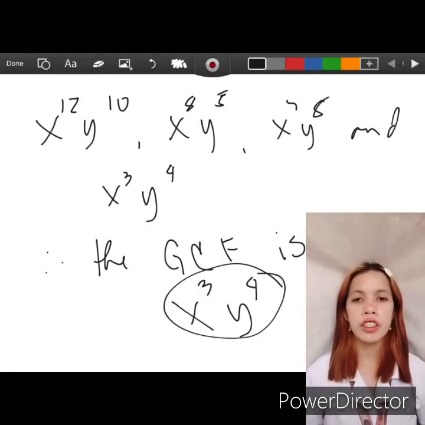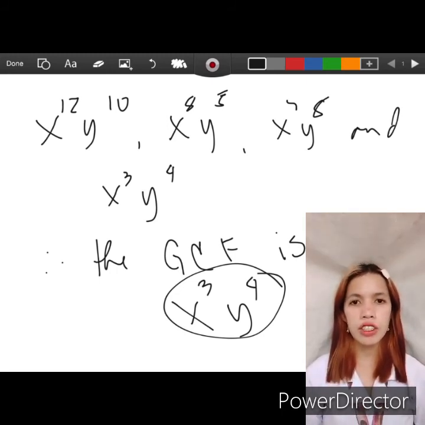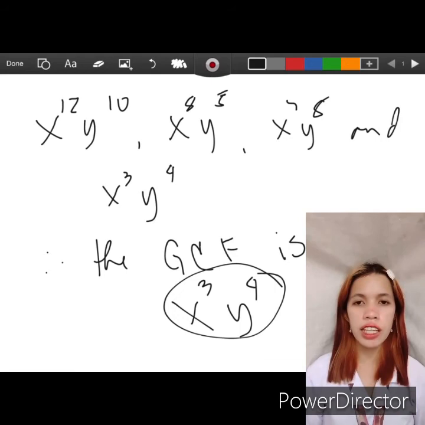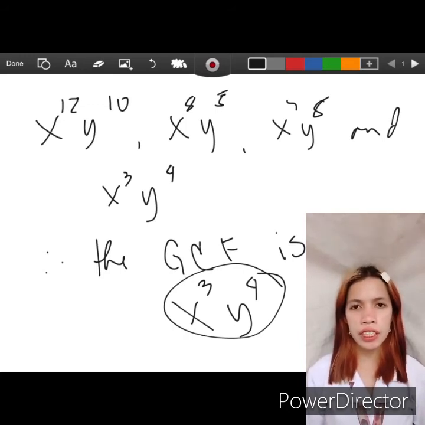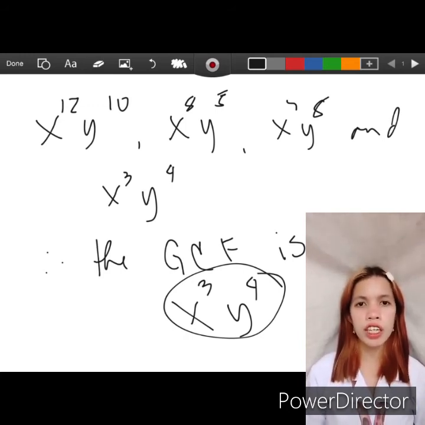Number 3. Find the GCF, or the greatest common factor, of x raised to 12 times y raised to 10, x raised to 8 times y raised to 5, x raised to 7 times y raised to 8, and x cubed times y raised to 4. And the GCF is x cubed times y raised to 4.